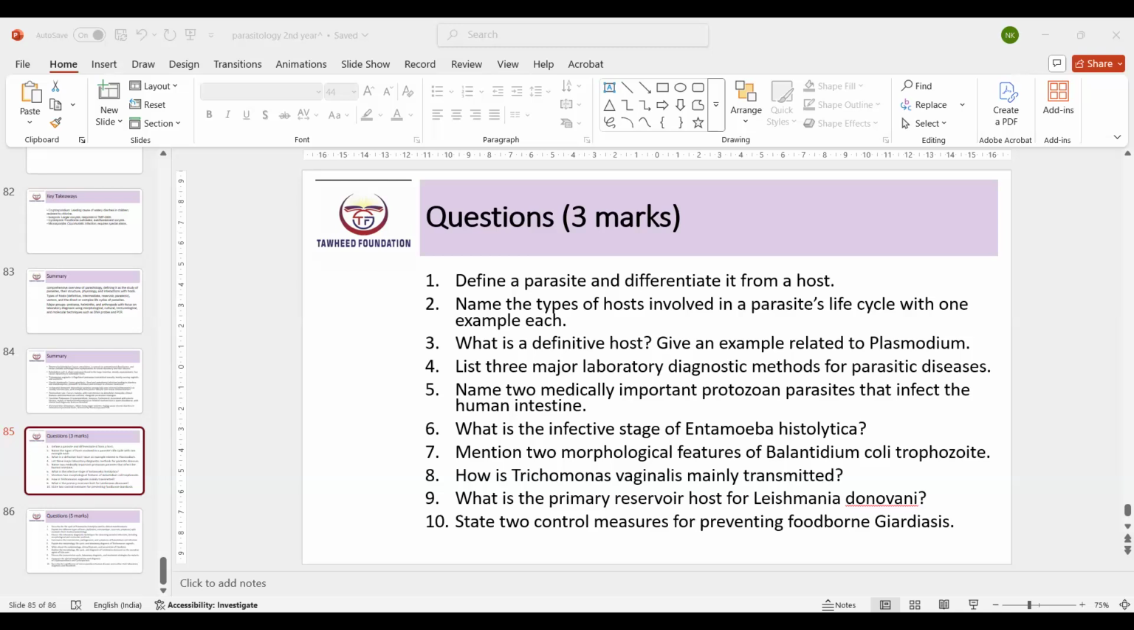Pathogenicity and clinical features. This is the egg of Ascaris lumbricoides. Its pathogenesis and clinical features: ascariasis may not cause symptoms at first.